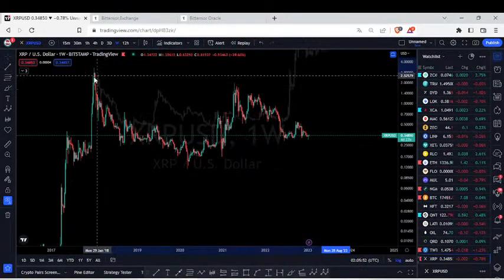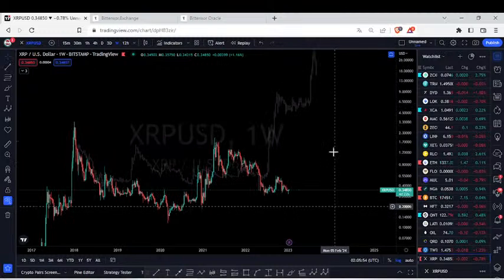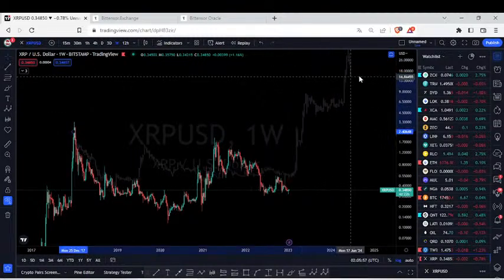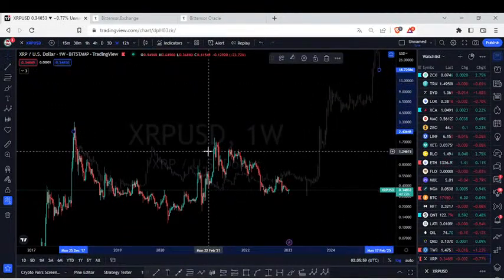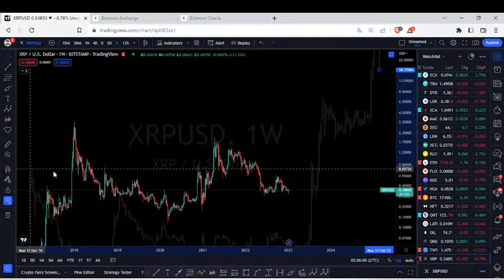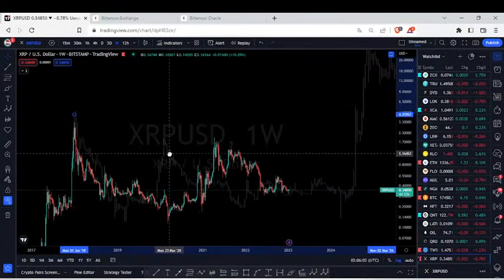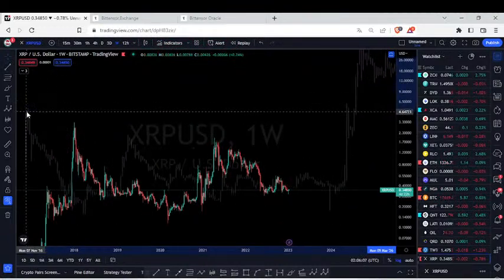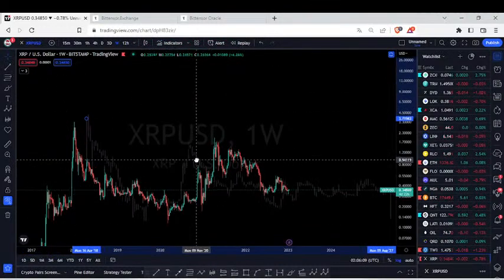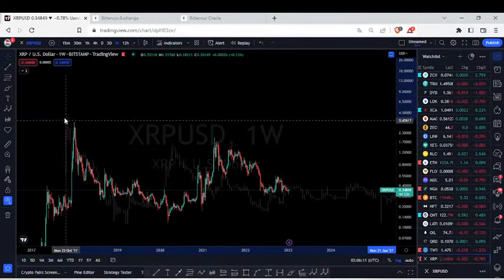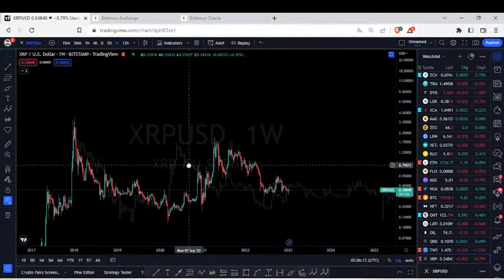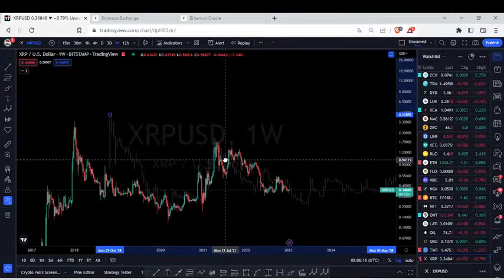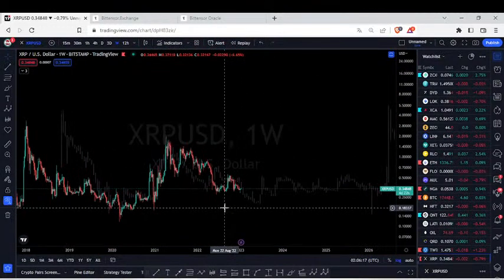XRP was in a bear market for over 4 years. Literally in a bear market. And this is the reason why I'm saying this for shorts. This thing is very tricky. But if you find a good entry, there is a big chance you can nail it.